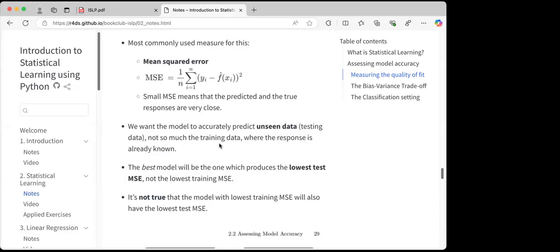So you want the model to accurately predict the unseen data. That is the test data. Basically, that's the data that we didn't use when we were training the model. It could be that maybe we don't have that data, or it could be we have the data, but we didn't use it when we were training the model. So what we want is our model to accurately predict this unseen data, which we will call the test data in this book.